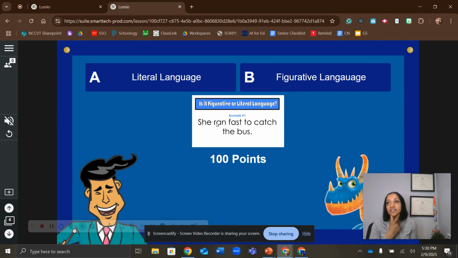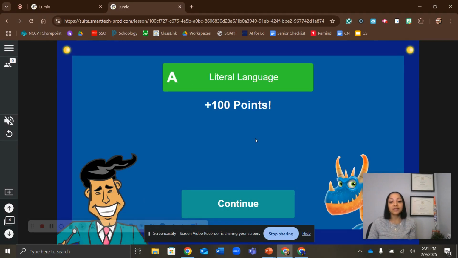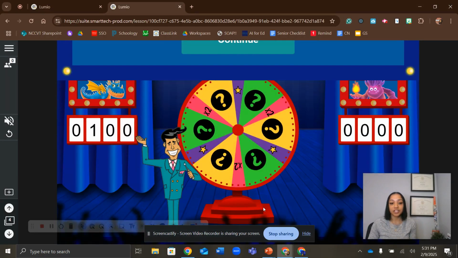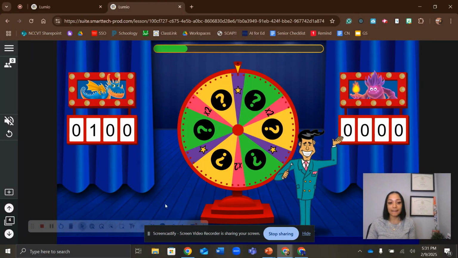So I'm going to ask myself, is this something I can prove? Is this something that actually happens? Can the girl actually run fast to catch the bus? Of course she can. We can see her do that. So that would be literal language. And because I got that correct, he's telling me it's correct. I got the 100 points and I can continue on to my next question. So now go ahead and pause the video again and play on your screen until the game is over for you. And then you can play and move on to the next slide.